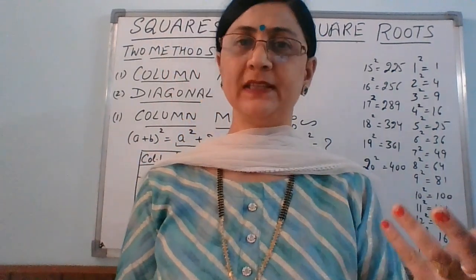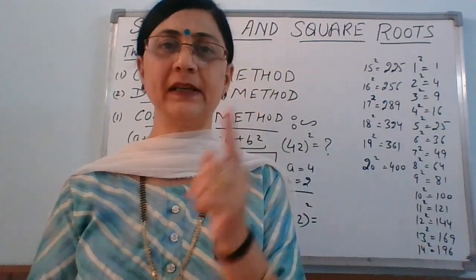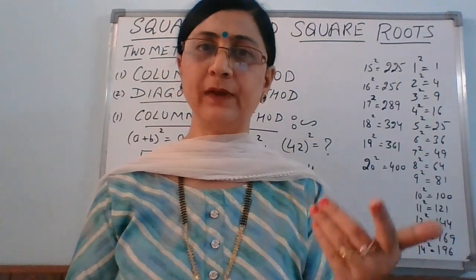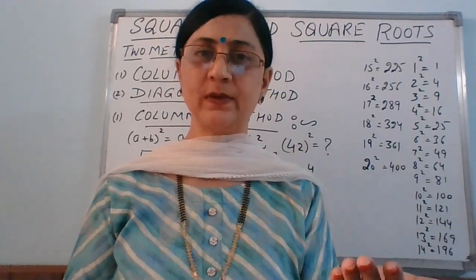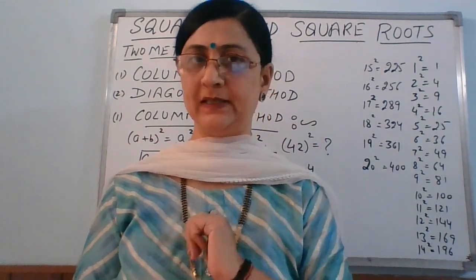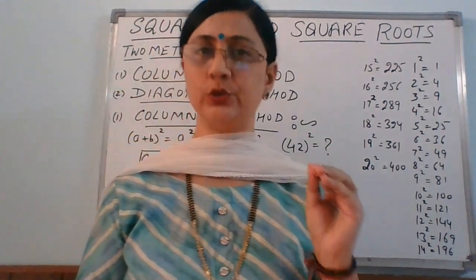First you should know what a square means. Square of 1 means 1 multiplied by 1. Square of 2 means 2 multiplied by 2. Square of 5, 6, 7. Square of 8 means 8 multiplied by 8. Square of 20 means 20 multiplied by 20. You should learn by heart the squares till at least 20.